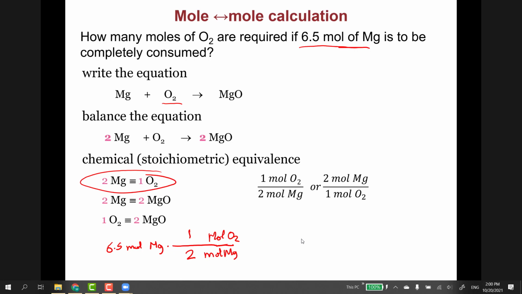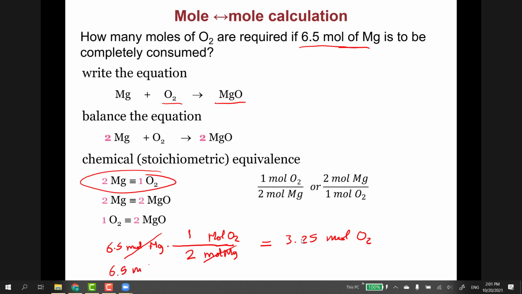Now we carry out the calculation. We see that moles of magnesium will cancel out with moles of magnesium, and you will get the number of moles of equivalent oxygen that would react when this reaction is complete, which is going to be 3.25 moles oxygen. And of course, you could do a similar calculation to find the equivalent amount of magnesium oxide that would form.